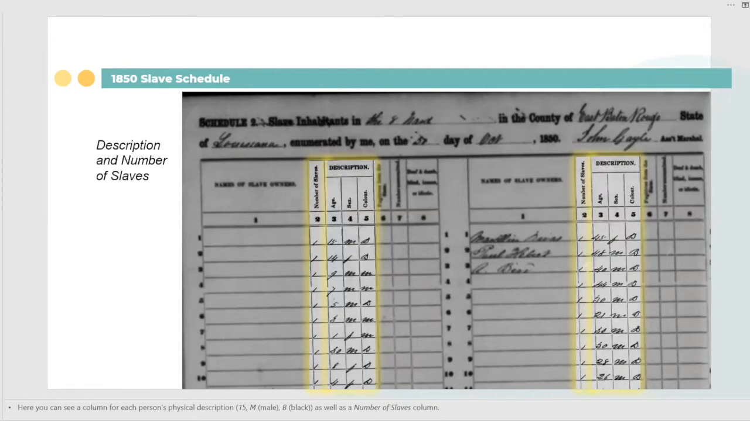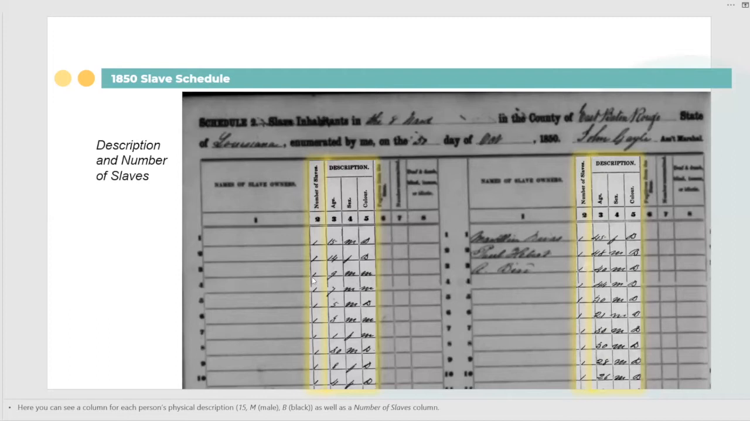Here you can see a column for each person's physical description. So here in the upper left corner, starting with this very first young man, we have a male, 15, black, 1. So in the number of slaves column, we've seen this done several different ways depending on the enumerator. Here we have them listed as 1 slave who is 15, male and black, 1 who is 14, female and black, 1 who is 9, male and mulatto, so on and so forth. If there are 2 people who fit those descriptions, there would be a 2 here generally.